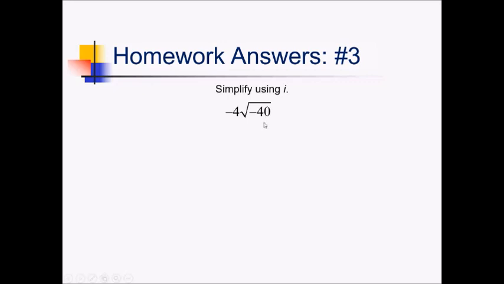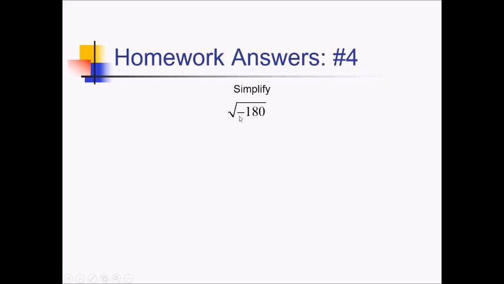To simplify this radical, we first have to take out that negative as an i, so we can write negative 4i radical 40. And then we're going to split up 40, just basic radical simplifying sort of stuff. 40 can be split up into 4 and 10. Square root of 4 is 2. 2 times negative 4i is negative 8i, so then we can write negative 8i radical 10.